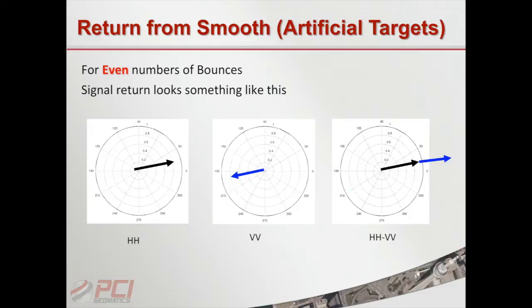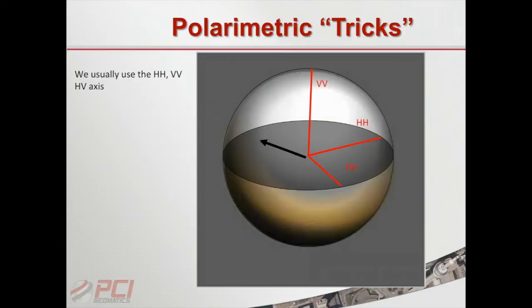On the other hand, if I have an even number of bounces, it's exactly the same thing. The magnitude's the same, but now the phase is in the opposite direction. Okay? Simple math. If you remember your vector addition, if you subtract this thing, you just change its direction. So again, we got HH minus VV in this case, and it gives us this kind of power. Okay? Why do we care?